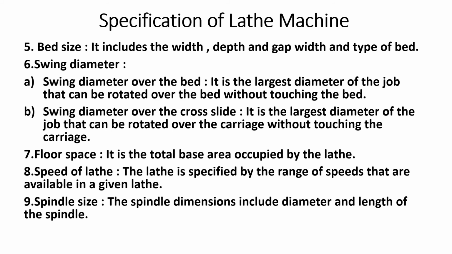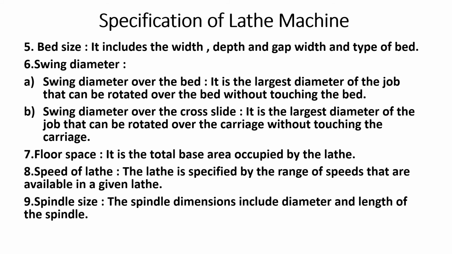Same with swing diameter over the cross slide. This is similar to the swing diameter over the bed. In the swing diameter over the cross slide, it is the largest diameter of the job that can rotate without touching the carriage. The carriage consists of many parts, so the job must not touch it.